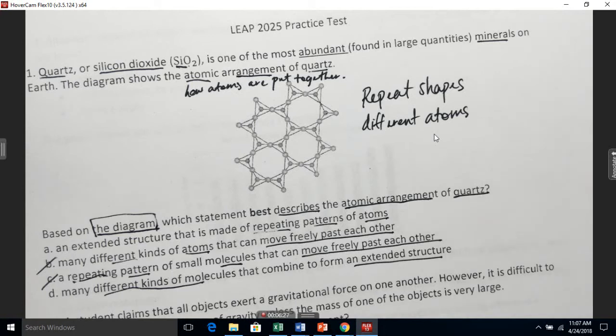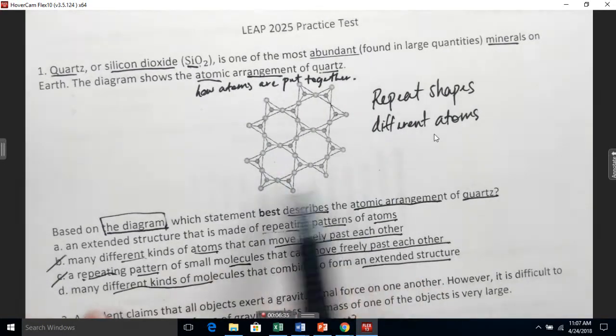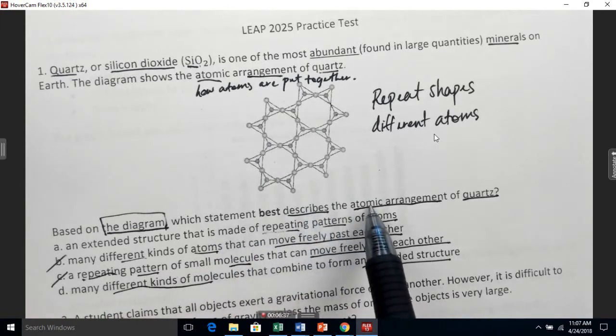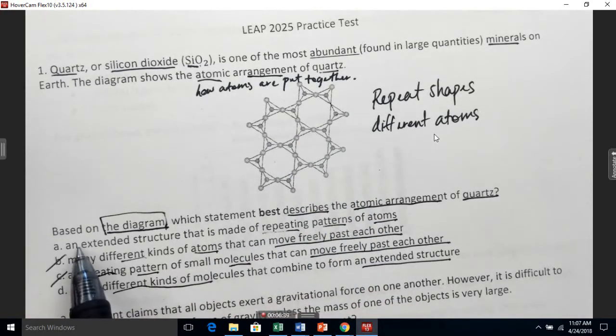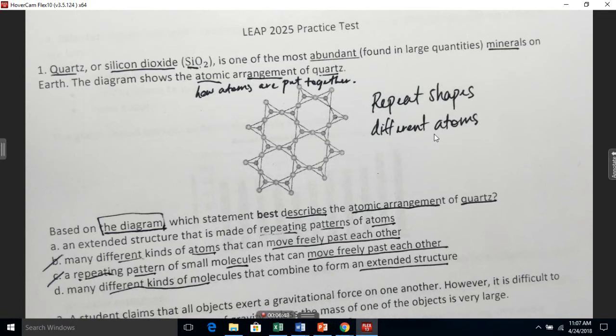Exactly. That's what I'm looking for. Once that X is over it, I don't want you paying attention to it. Okay? Okay, so once again, out of the picture, we need something that describes their arrangement. Is it an extended structure that is made of repeating patterns of atoms, or is it many different kinds of molecules that combine to form an extended structure?